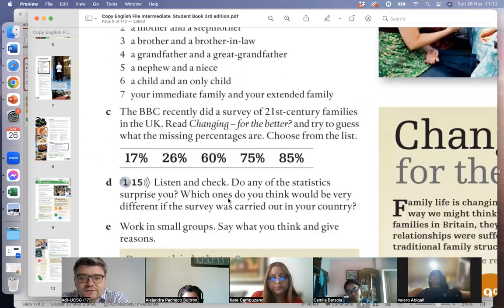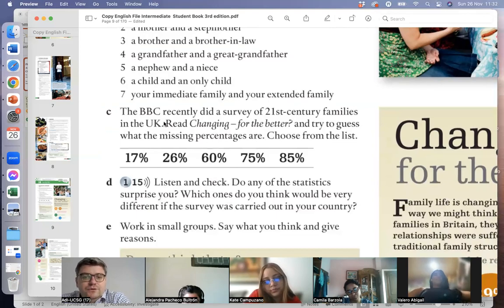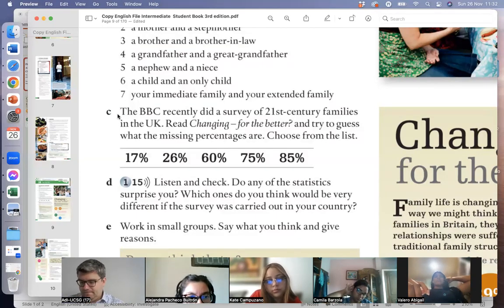Okay, very good. Now, Alejandra, could you read the activity C, please? The BBC recently did a survey of 21st century families in the UK. Read Changing for the better and try to guess what the missing percentages are. Choose from the list.